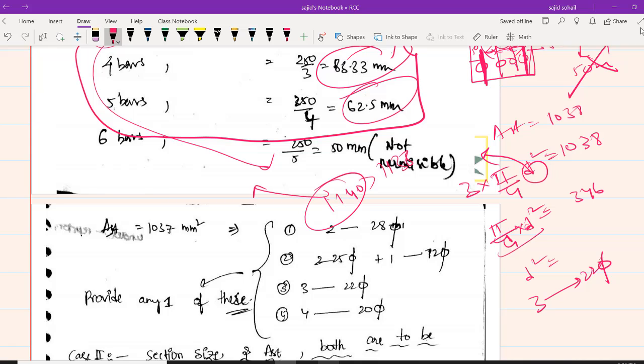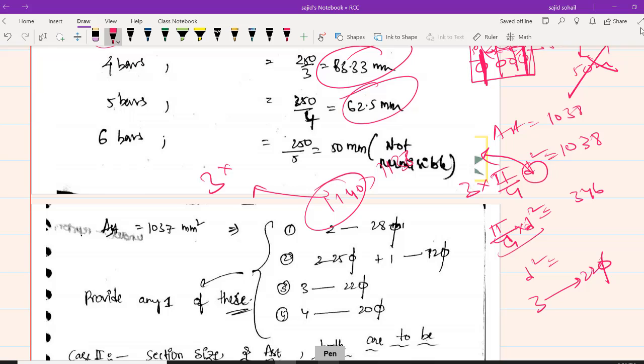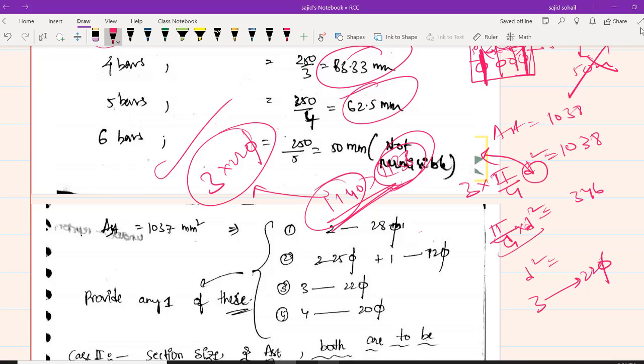So I will provide 3 bars of 22 diameter. I hope it is very clear, right? Make sure that your value is greater than this, but very marginally. It is not that anything greater than 1136 is good. In that range you might take 1200 or 1300. Don't go like that. Keep the value as close as that. This is a good answer, so I will be providing this.